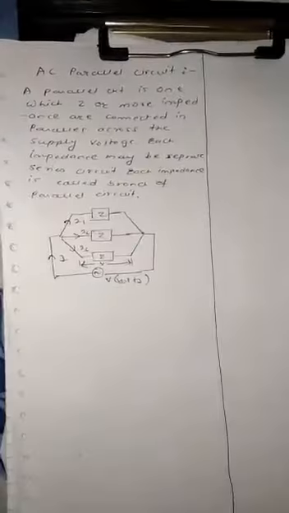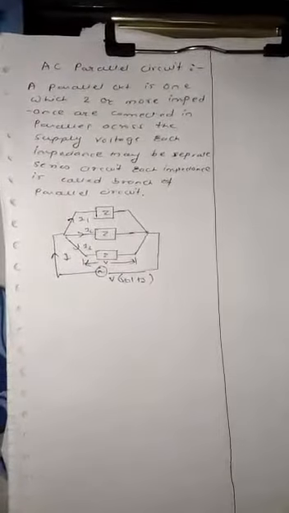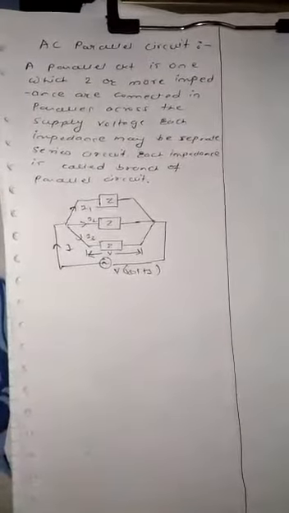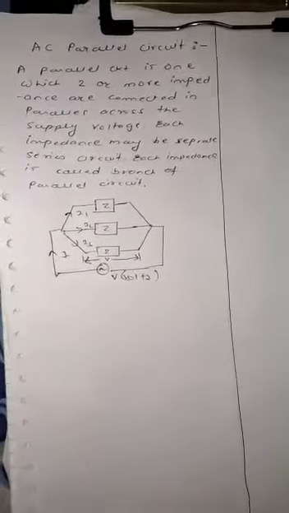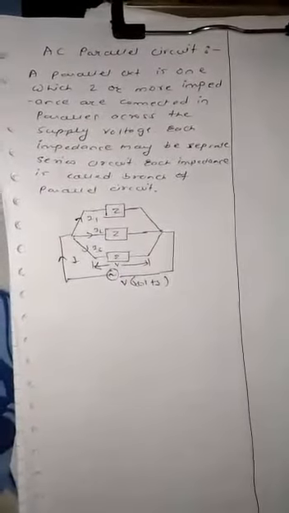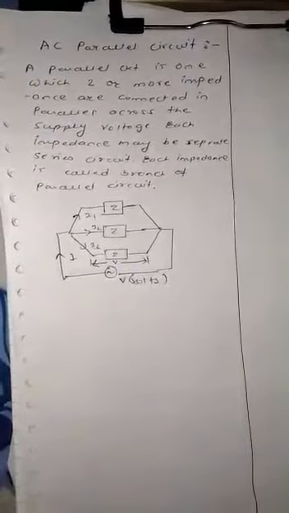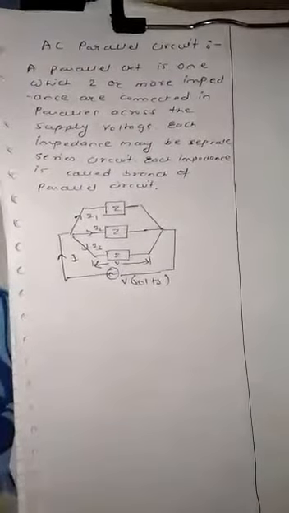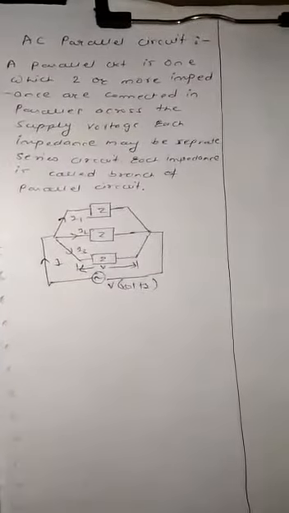Susceptance and the admittance. In an AC parallel circuit, a parallel circuit is one in which two or more impedances are connected in parallel across the supply voltage. Each impedance may be a separate series circuit. Each impedance is called a branch of the parallel circuit.